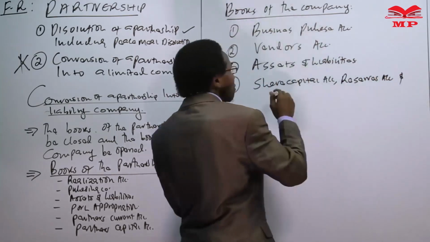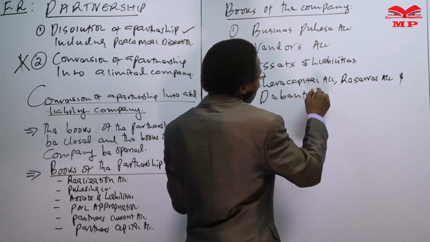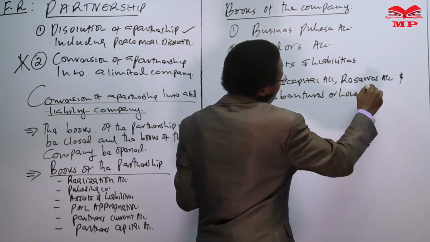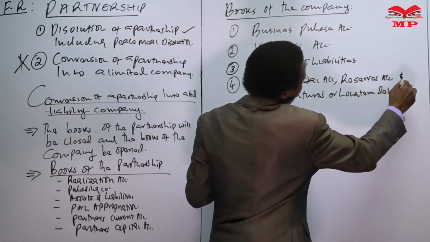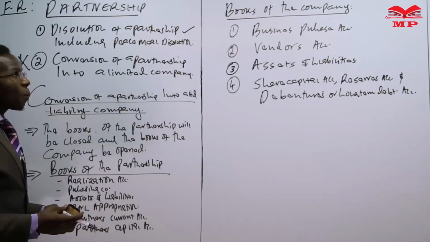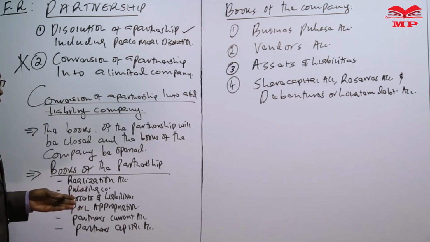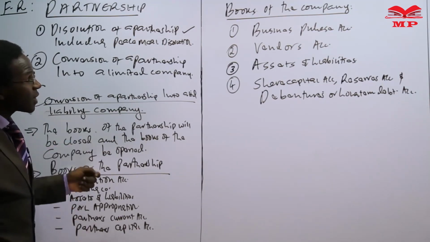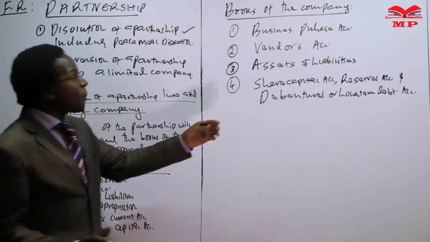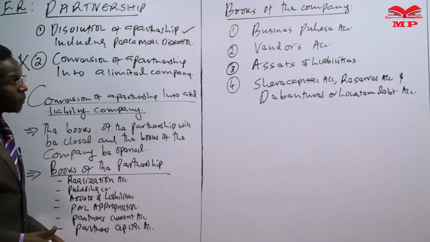And we have items like debentures or long-term debt, long-term debt account. So those are the items or the accounts that we should open in the books of the company. Now, very importantly, if the business is transferred from the partnership to a company, a new company is normally formed to take over the business of the partnership.